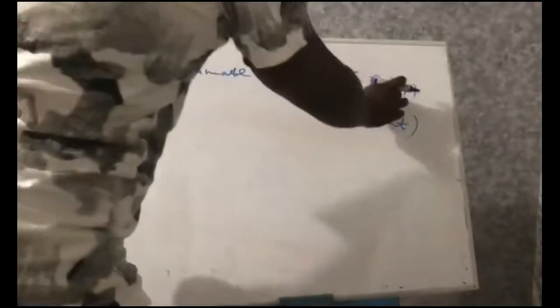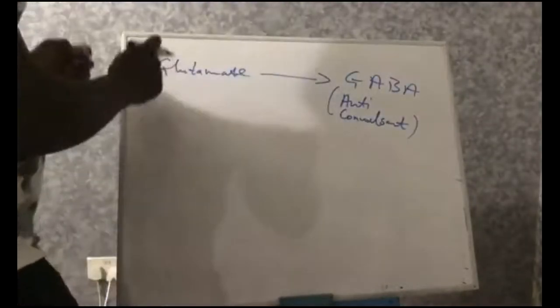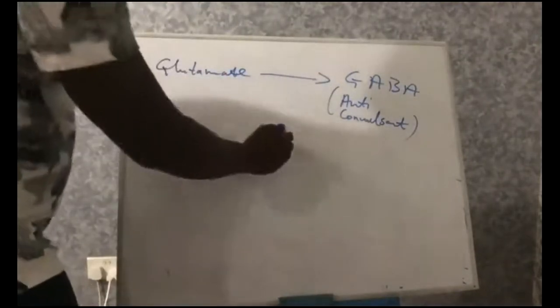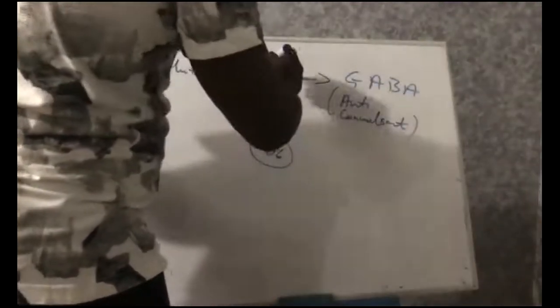So we have an amino acid called glutamate, right? And this glutamate is going to be used to produce GABA. GABA is anticonvulsant, okay? Just look at it from that point of view. So if you don't have GABA, you convulse. So a baby was born, and they are saying the baby lacks an enzyme called B6. But we will now arrive here: glutamate has to be converted to GABA. The enzyme converting glutamate to GABA is called glutamate decarboxylase.